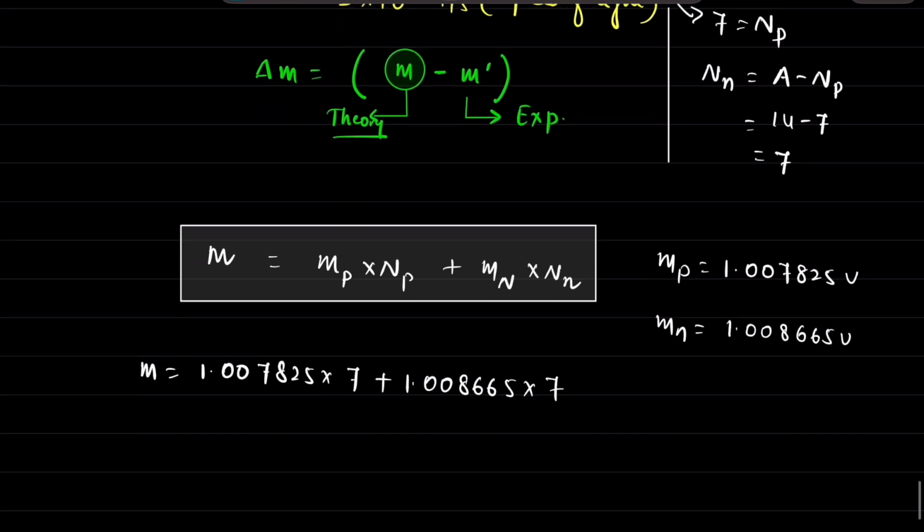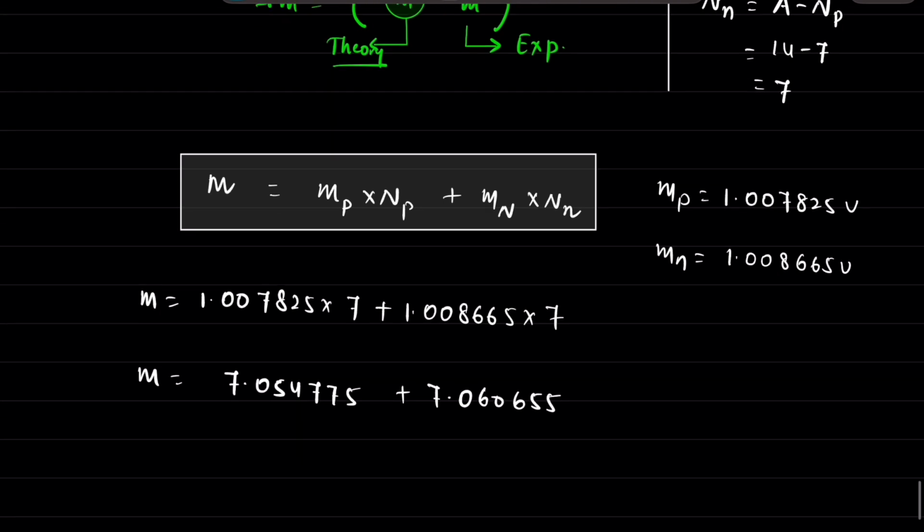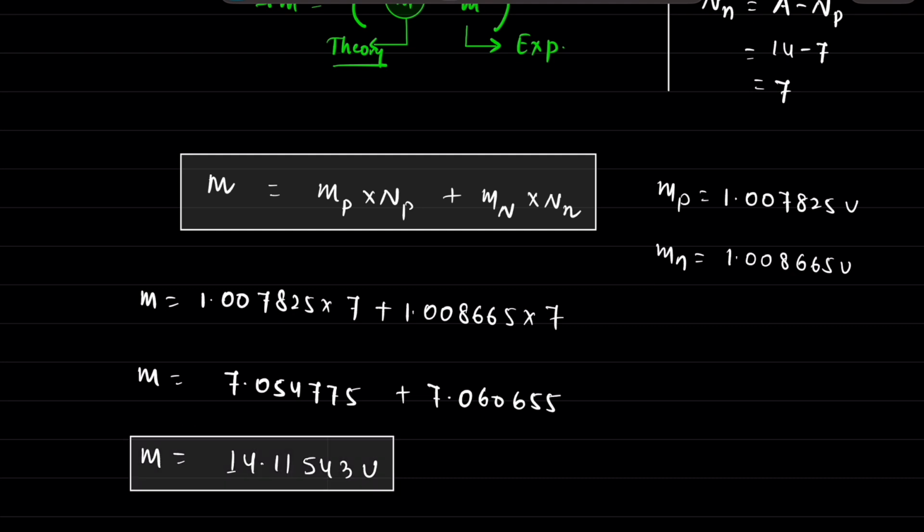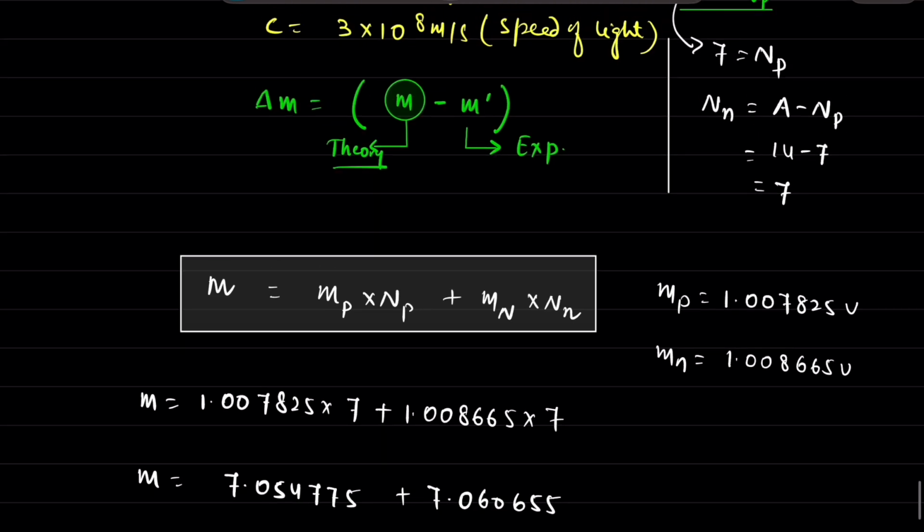Now the total mass is equal to 7.054775 plus 7.060655. So the theoretical mass of the nucleus is 14.11543 U. So we got the theoretical value of M, and the experimental value we already know. So now we have both values.